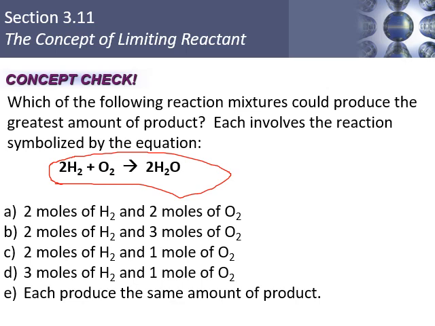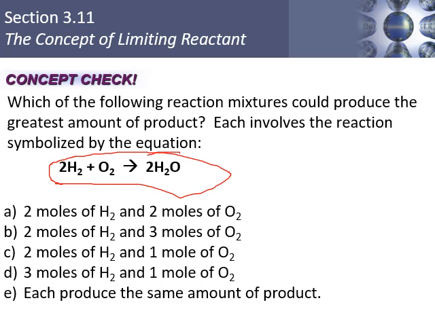First, let's do something that's a pretty good idea to do every time, and that's to make sure it's balanced. On the left, we've got 4 H's, and on the right, we have 4 H's, and on the left, we have 2 O's, and on the right, we have 2 O's, so it is balanced. So let's go ahead and move forward.